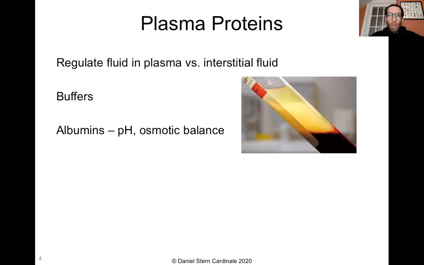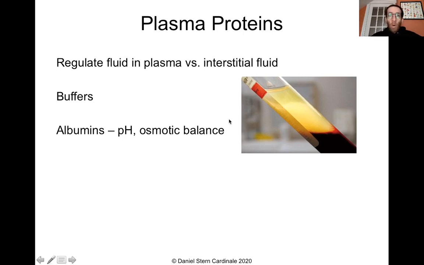One major thing that we find in plasma are the proteins that are circulating in the bloodstream, and they have a number of really important functions as well. One thing they do that we've already talked about is regulate the fluid in the plasma versus the interstitial fluid, because they are going to exert a very strong effect on the osmotic balance between the capillary beds and the surrounding interstitial fluid. Those proteins also function as buffers, so they're going to help regulate the pH. And in particular, there's a group of proteins called albumins that specifically function to maintain the balance of the pH and regulate the osmotic balance of the blood more generally.